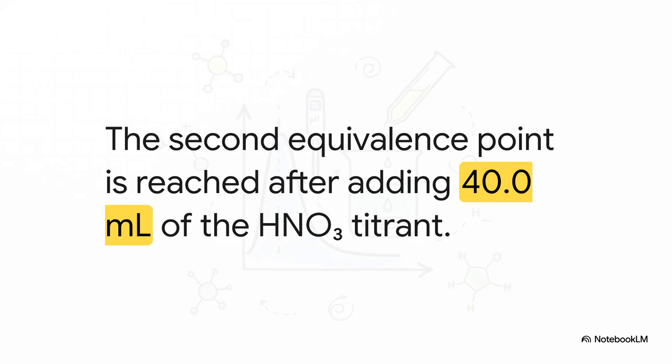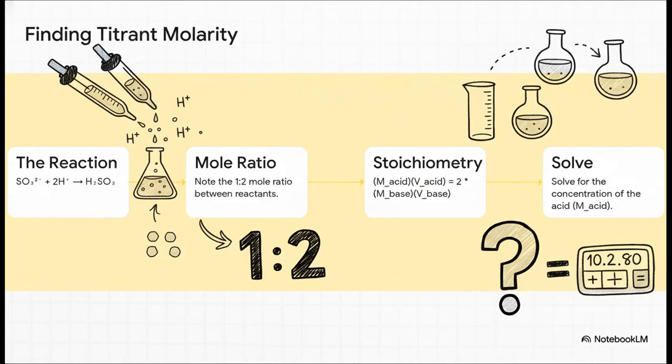This is that magic moment, the precise point where we've added just enough acid to react with every last bit of that initial sulfite base. And that volume? That 40 milliliters, that is a critical clue. Why? Because we know the full reaction has a 1-to-2 ratio. In other words, it takes 2 protons from the acid to completely neutralize 1 sulfite ion from our base.